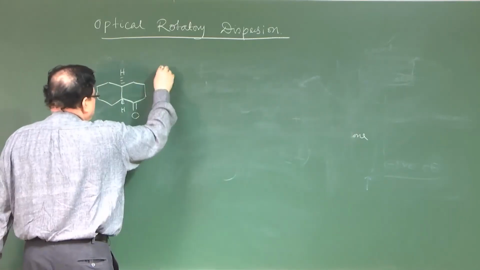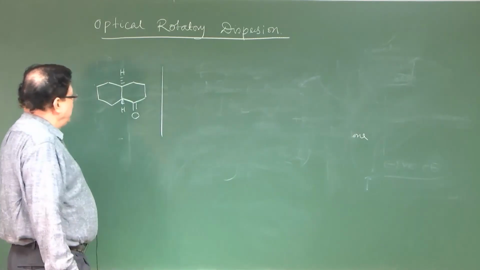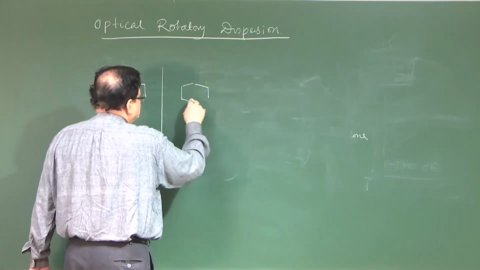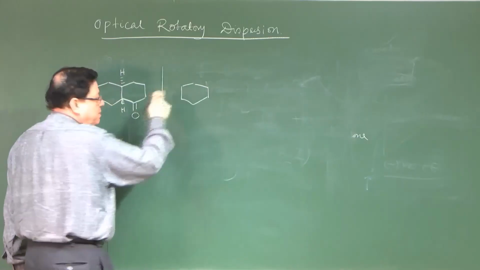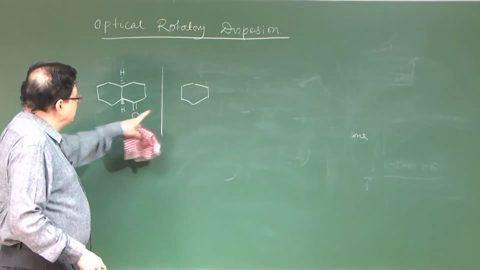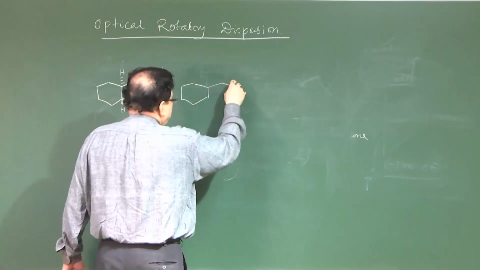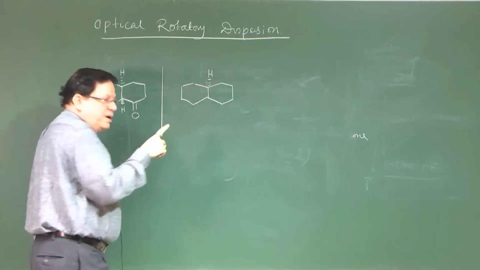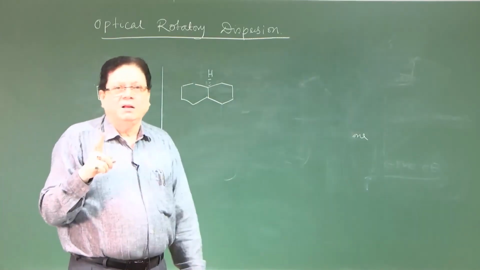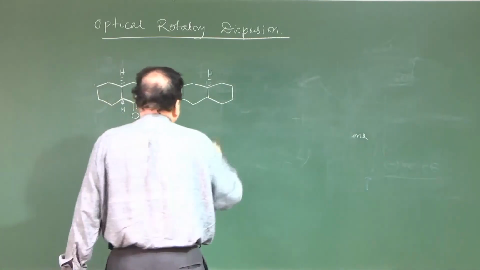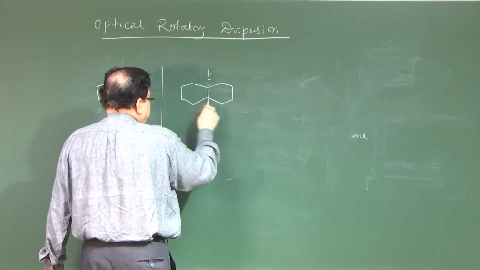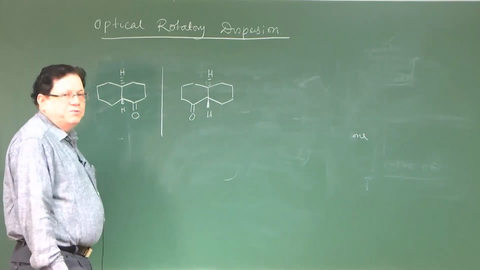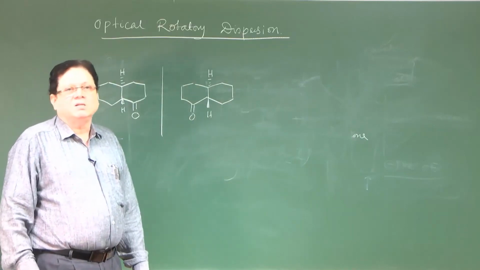We do not know whether this is the minus form or whether the minus form is the mirror image. If it is the minus form, the mirror image is plus. If this is the plus form, the mirror image is minus. So, we want to determine the absolute configuration. Absolute means you really know the R or S configuration at the stereogenic center. So, any one of these could represent the minus trans 1 decalone.